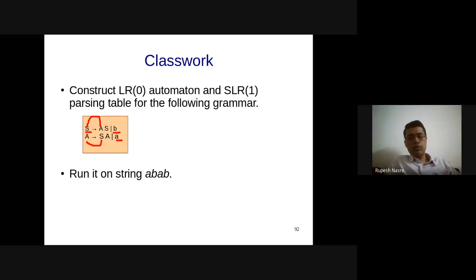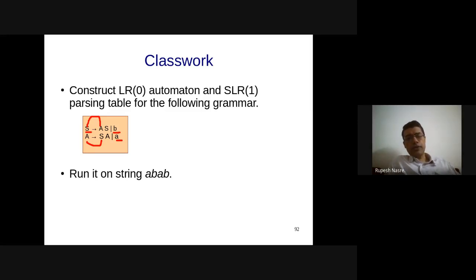Okay, so let's move ahead. I request everybody to try this out. Today the response seems to be a little feeble, but anyway, once we have constructed the first and follow, the next step is to construct the LR0 automaton. The first step towards that is to augment the grammar. So S prime deriving S is going to be our augmentation. Once we have that, then we need to construct the LR0 items.